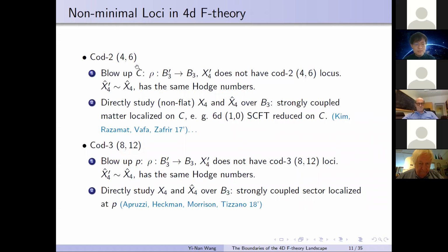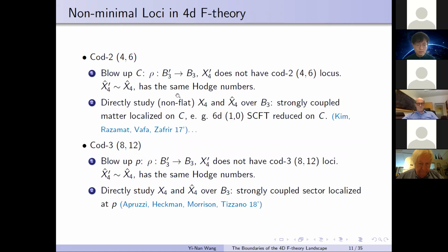So in this case, an interesting thing is that there are two different choices we can make. One can either choose to blow up this curve on the base threefold so that B3 becomes a new base B3 prime. Then what happens is that over this new B3 prime, the elliptic fibration X4 prime will not have any of these non-minimal loci anymore. Another very interesting phenomenon is that if you consider the crepant resolution of this new Calabi-Yau fourfold, it will exactly have the same Hodge numbers as the old one.